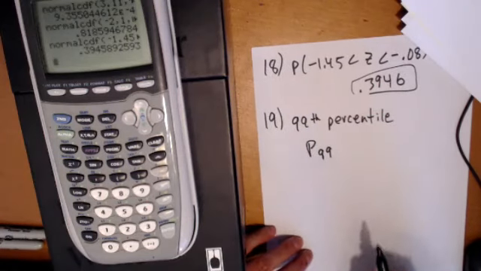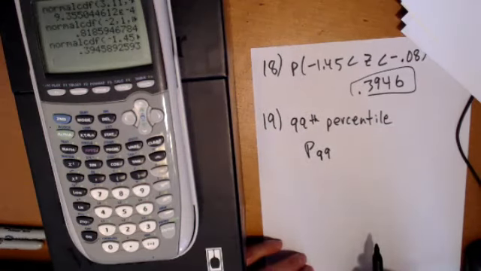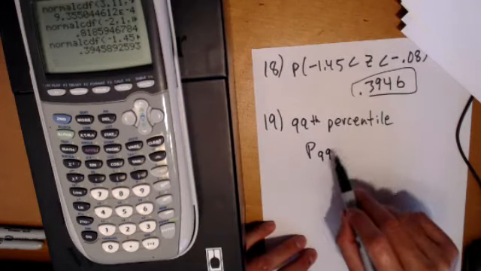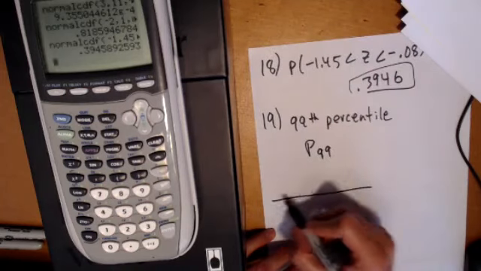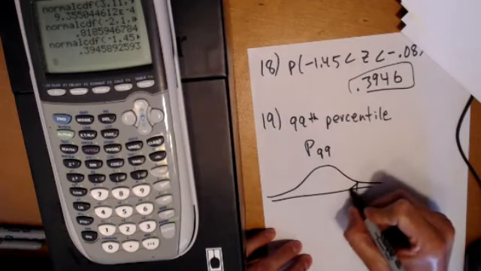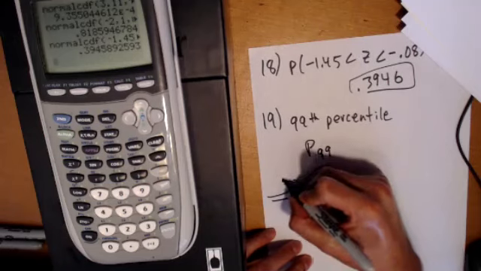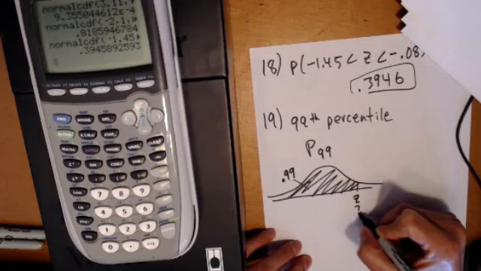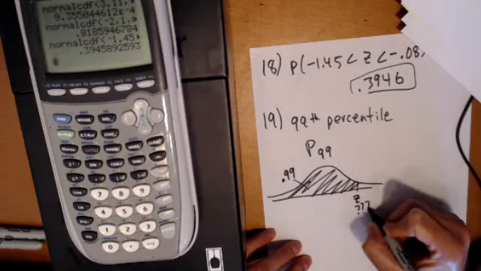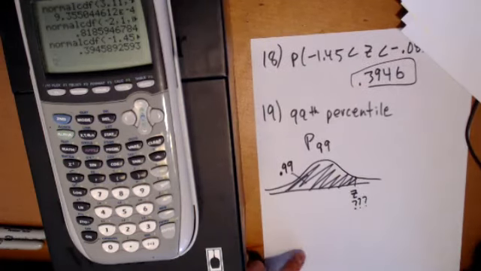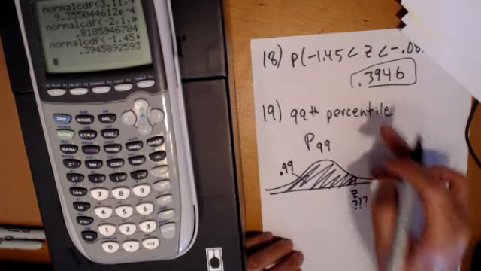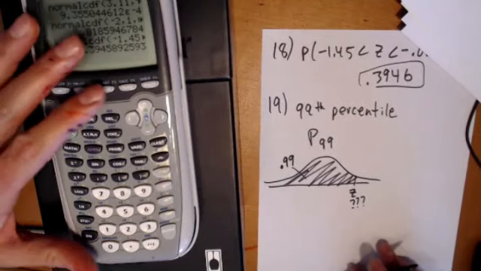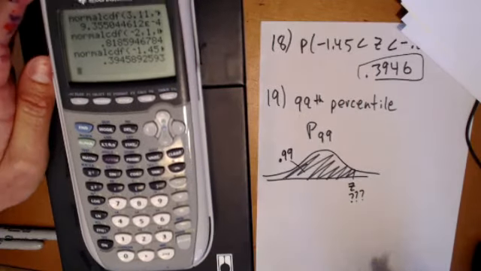So that means, let's say you took a standardized test and you scored at the 99th percentile, that means you did really good. You did better than 99% of the people who took it. If we drew a picture of it, you did way up here. So the question is, what's the z value that corresponds to that 99% on the left? Percentiles are all about left tails, and our calculator is designed for left tails, so that shouldn't be too crazy.